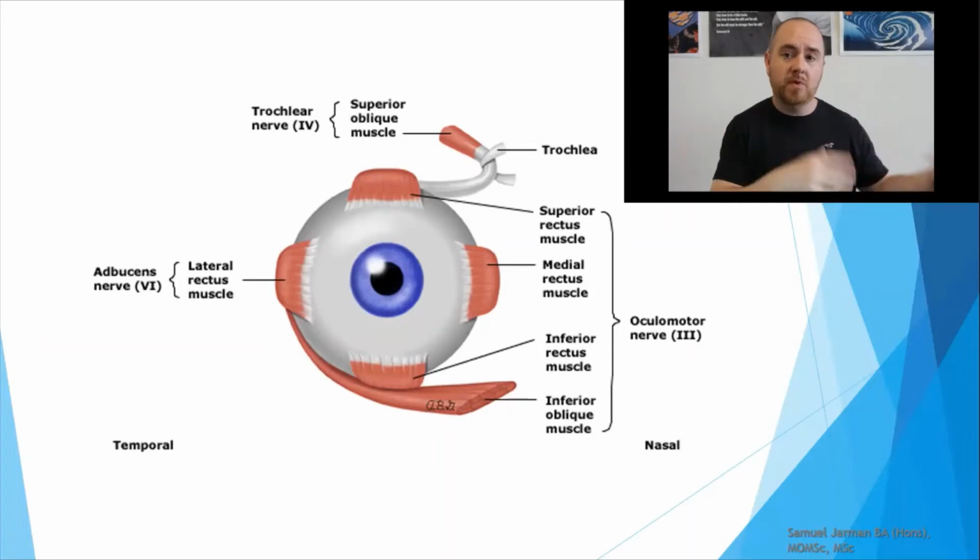So before we move on from this, we're going to consider the nerve supply. So you have 3, 4, and 6: cranial nerve 3, cranial nerve 4, and cranial nerve 6. Cranial nerve 3 being the oculomotor nerve.